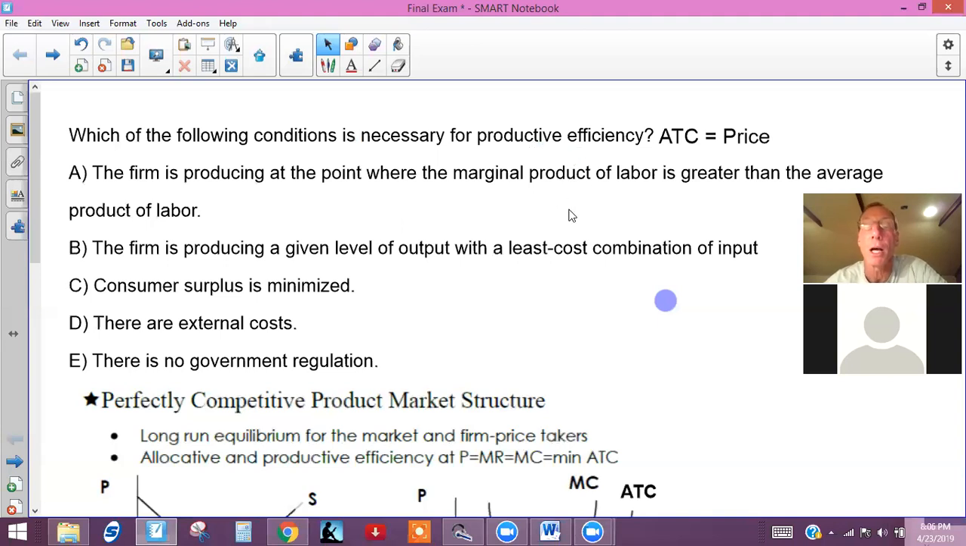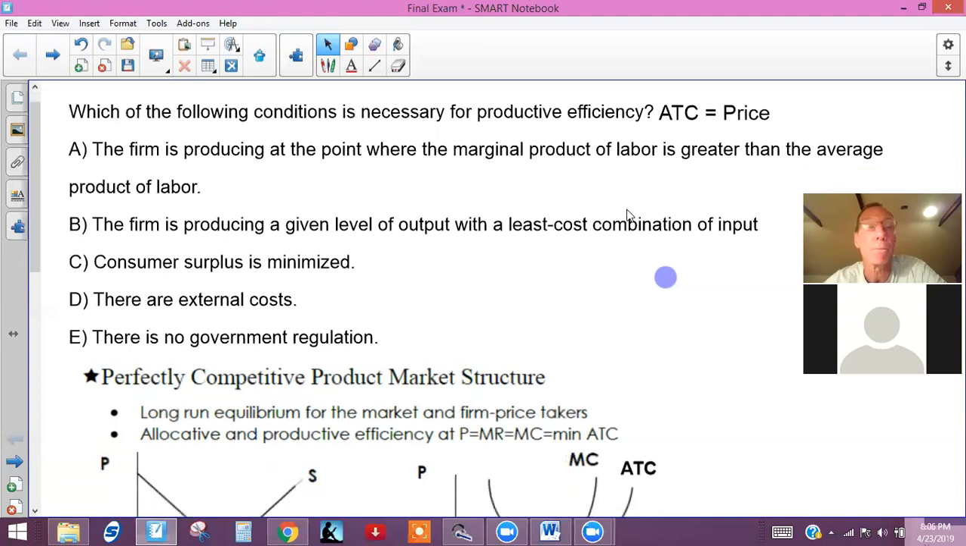Would you mind moving the screen a little bit? I can't see the full question on A. Can you see it now? Oh yes, thank you. Okay, good.